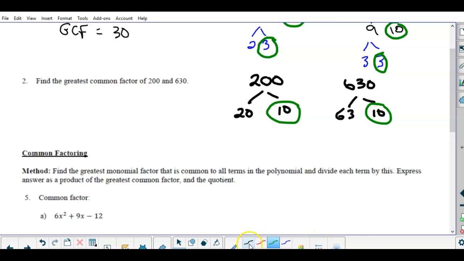So then you can go, okay, well that's 4 times 5. And this is what? 9 times 7. Okay, and then from there, 4 is 2 times 2, and 9 is 3 times 3. So there's nothing more that's common. So 10 is the largest, the greatest common factor.